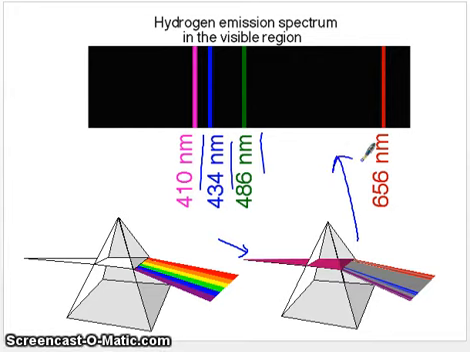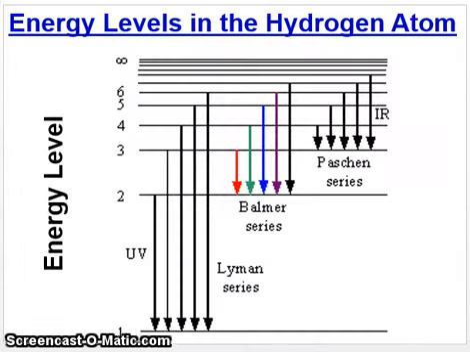You do not get the full rainbow. And the reason you get these 4 lines is because of hydrogen's energy levels. Here is the diagram. It's pretty complex, but here's the diagram of hydrogen's energy levels. So energy level going up this way. So energy level 1, 2, 3, 4, 5, 6, 7, 8, 9, 10, all the way to infinity.